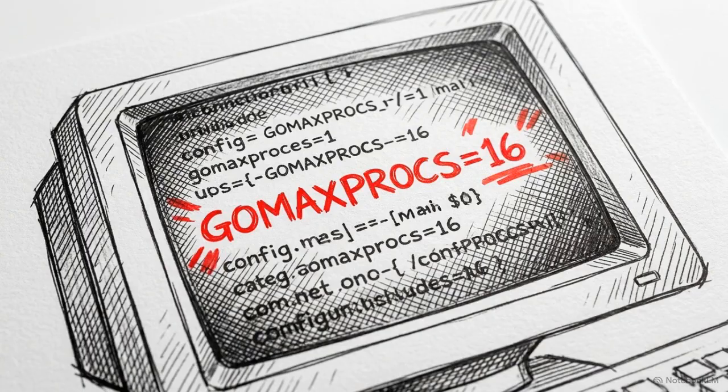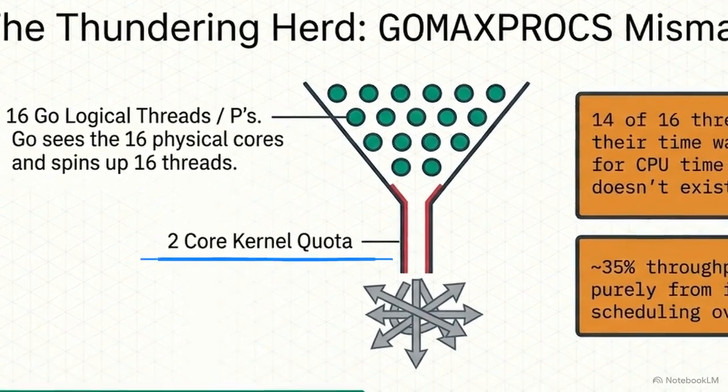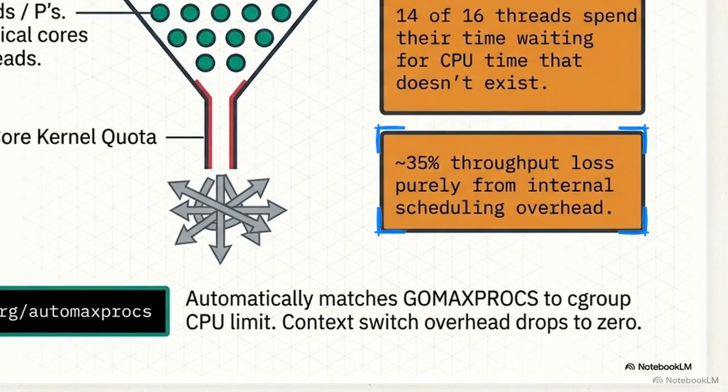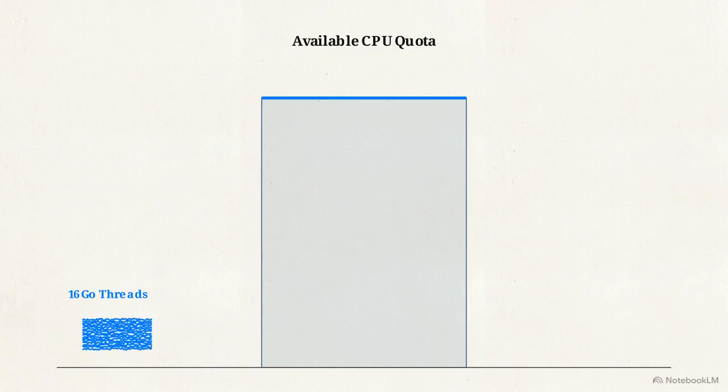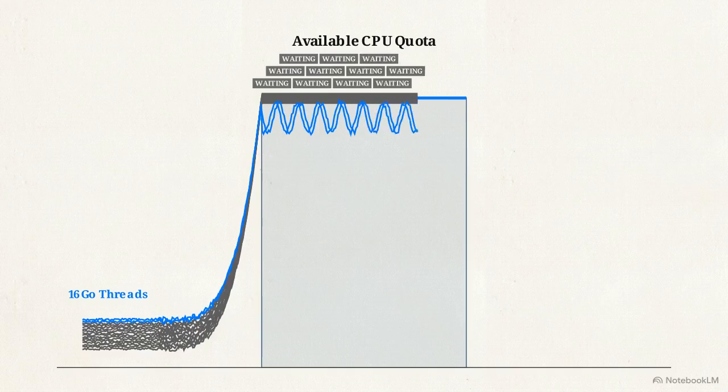The default behavior of application runtimes actively worsens this penalty. This graphic demonstrates the thread mismatch. The Go runtime spins up 16 logical threads, ignoring the 2-core kernel quota. During a spike, 16 threads timeshare a quota built for 2. This thundering herd generates massive overhead, destroying 35% of throughput. Internal scheduling ignorance directly amplifies the noisy neighbor's impact. The runtime actively wastes the fractional CPU time the container is actually granted.